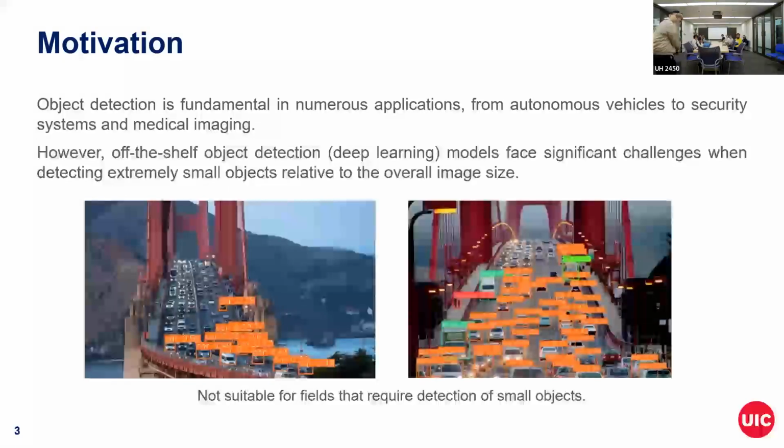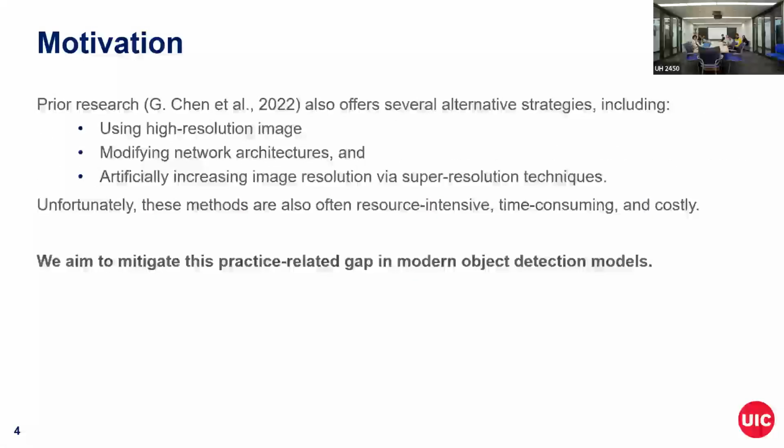As you know, object detection models are fundamental in a lot of applications, from autonomous vehicles to medical imaging. However, object detection models face significant challenges when detecting extremely small objects relative to the image size. It performs well on closer objects, but for further, smaller objects, it isn't able to.